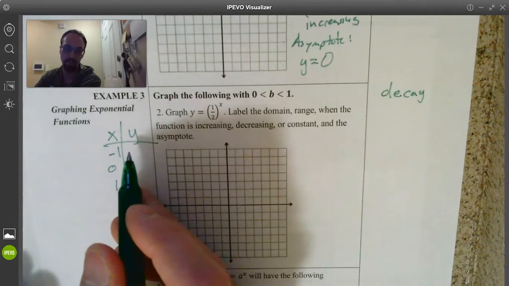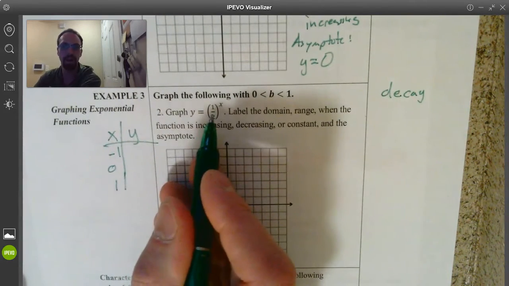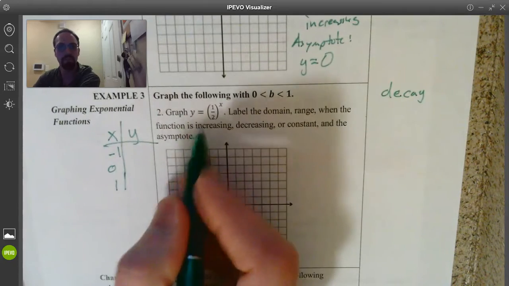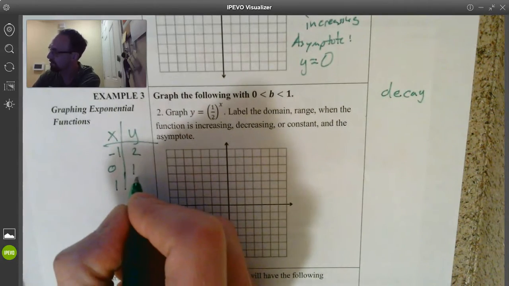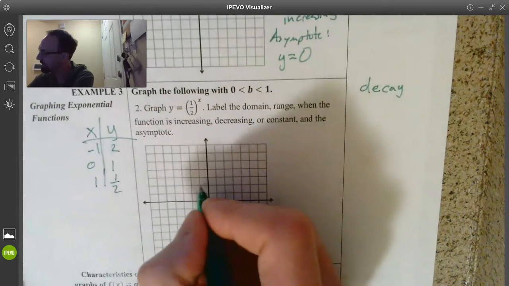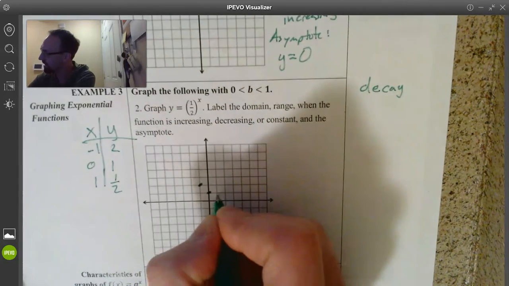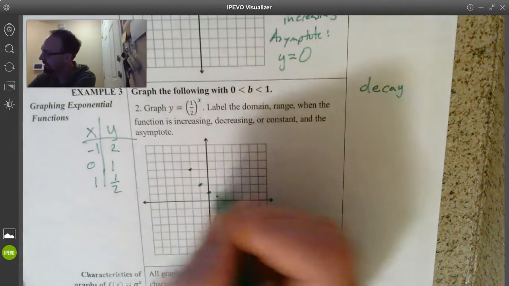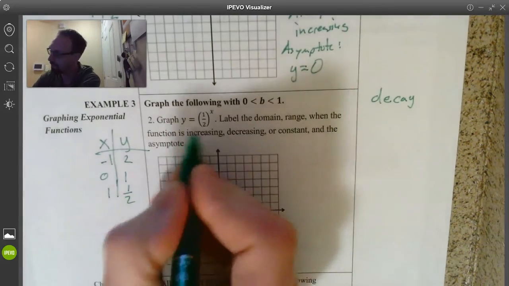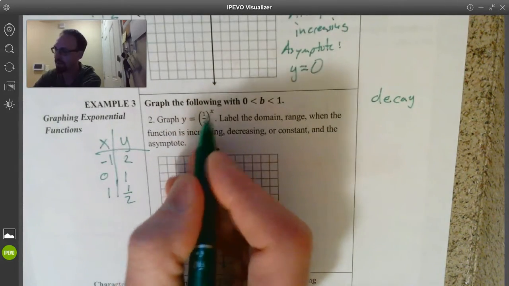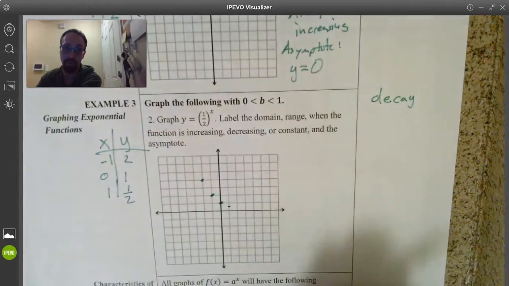Remember, anything to the -1 power, I take the reciprocal of it. Any number. So I take the reciprocal, I get 2. Anything to the 0 power is 1. And then this is just the base. So this is actually really similar to the graph that we just did, except it's reflected because it has the same base here. The bases are reciprocals of one another. So 1/2 and 2, they're reciprocals.